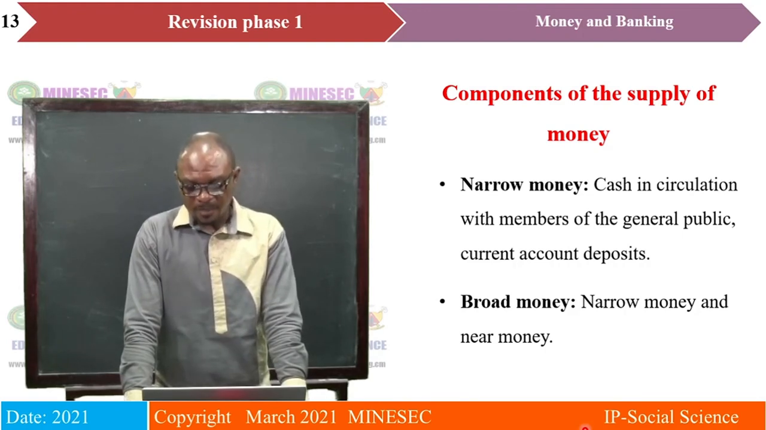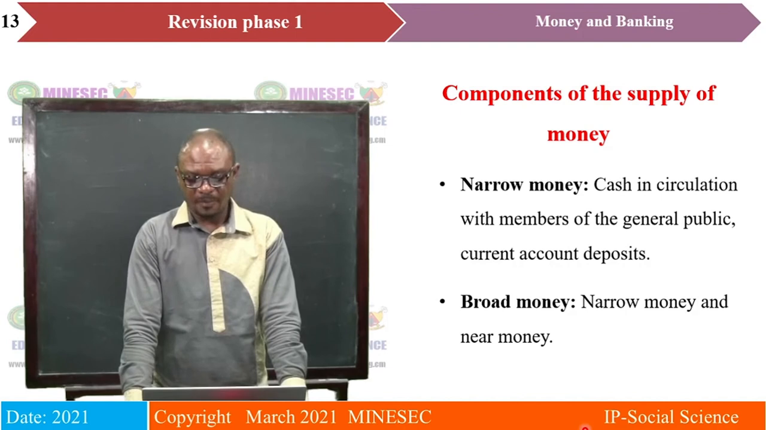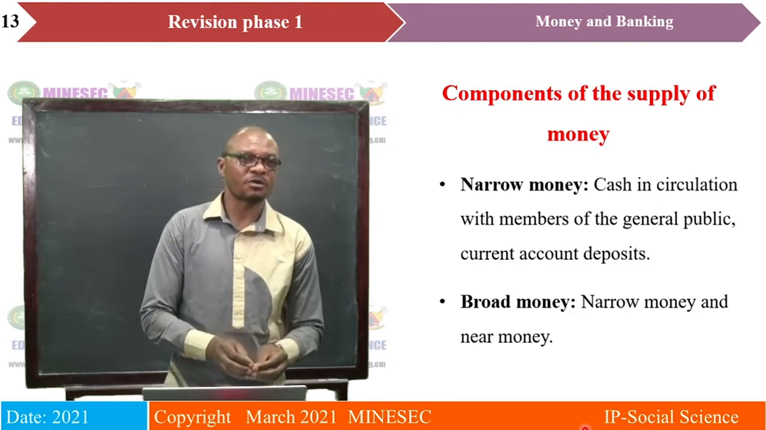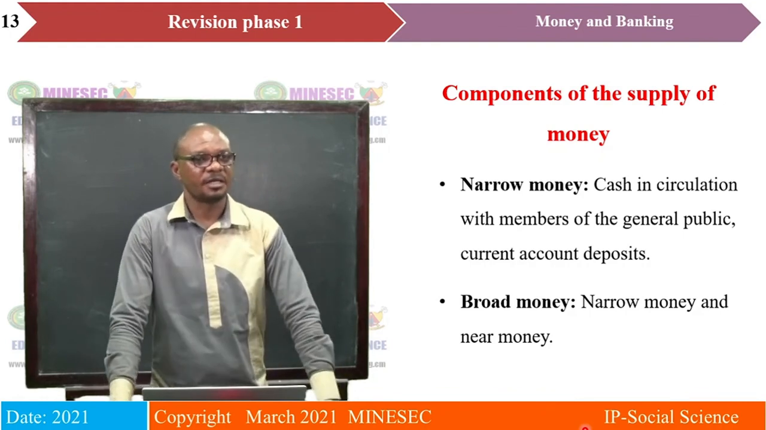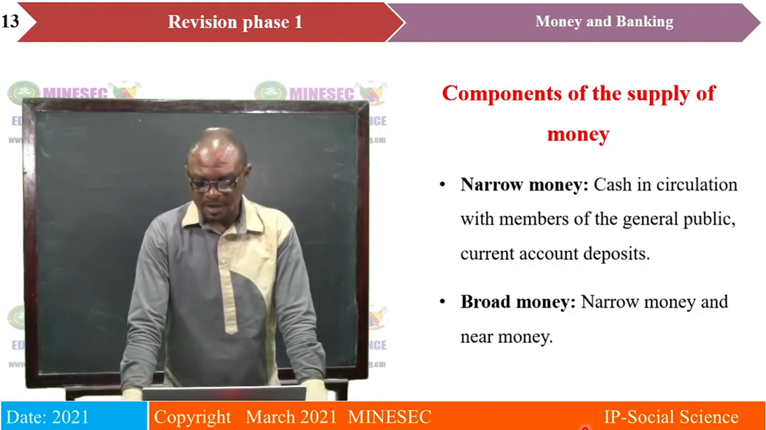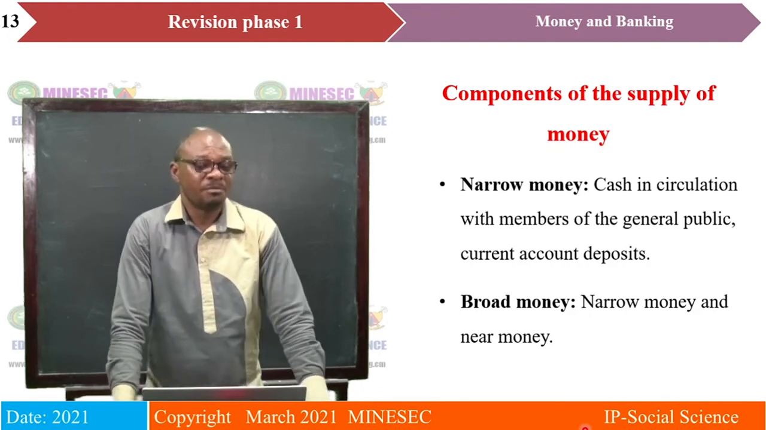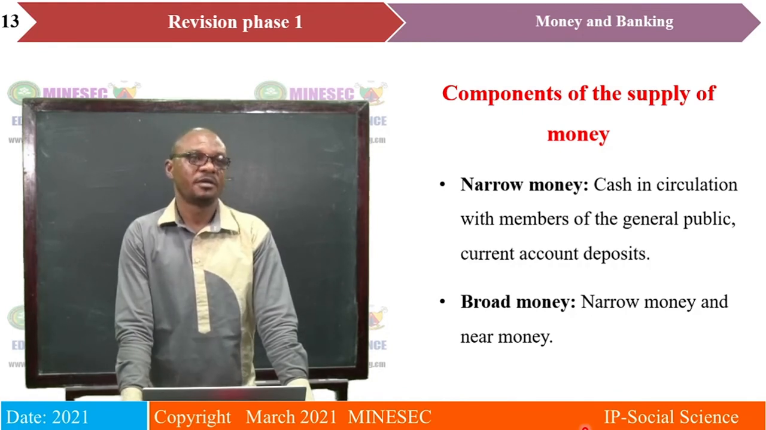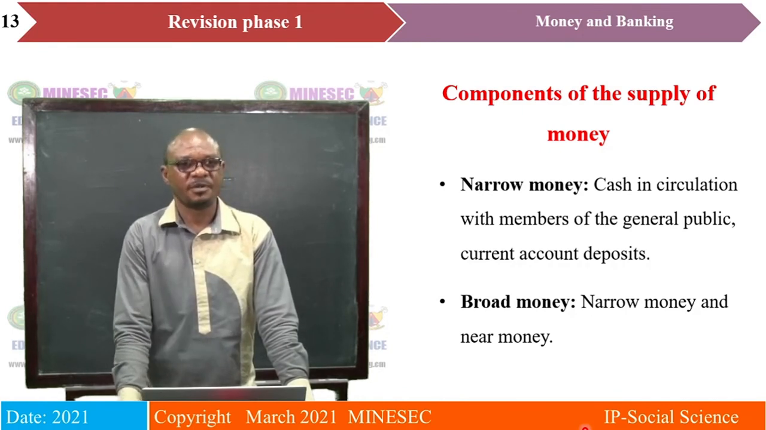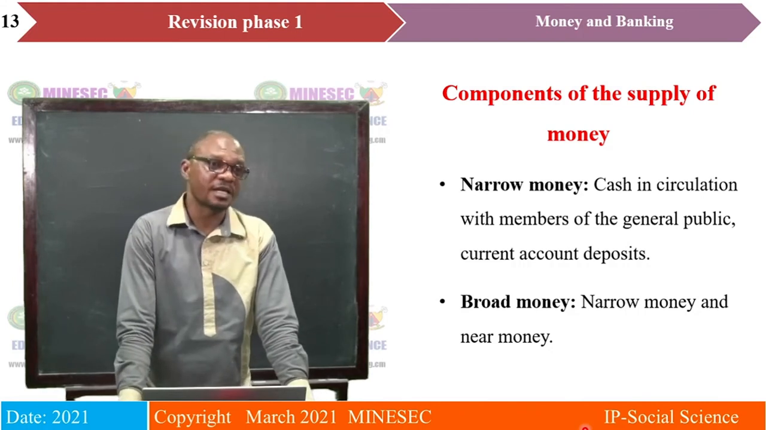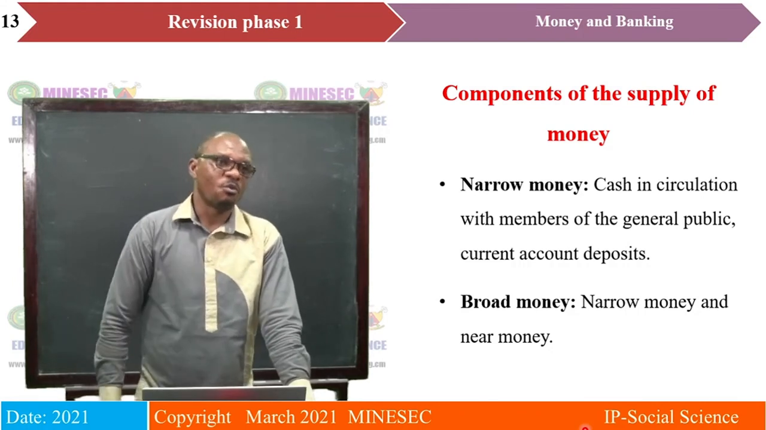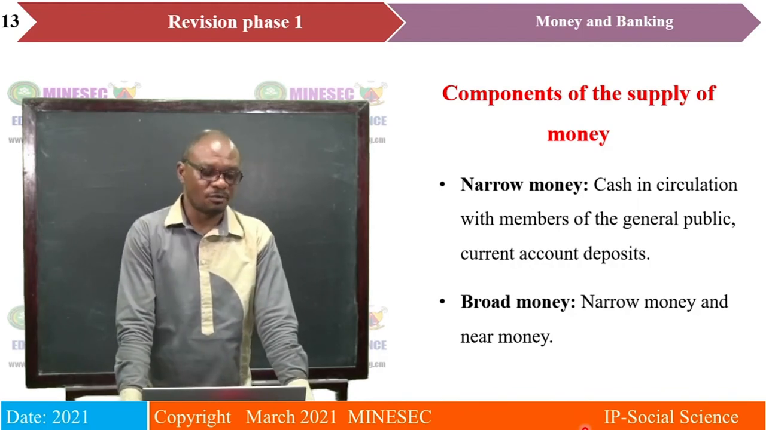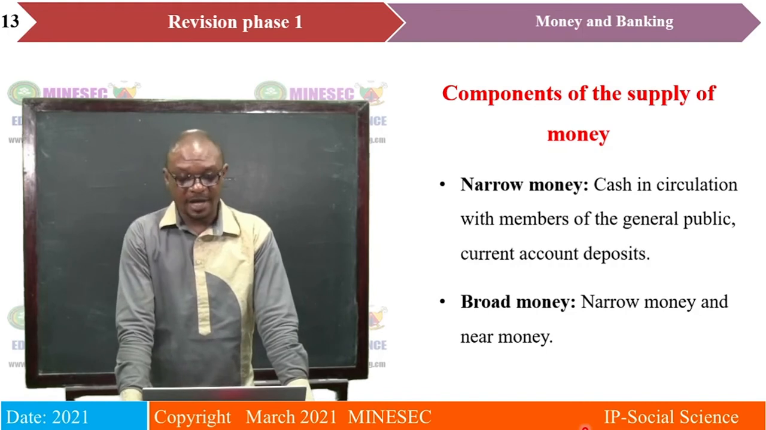So broadly, the components of money supply are classified into narrow money and broad money. Narrow money is that part of money supply that is used directly as a medium of exchange. That's where cash in circulation with members of the general public comes in. And they will have current account deposits. That money that is kept by people in their current account can be used directly as a medium of exchange when we make purchases or payments using a check or an electronic Visa card. So that is narrow money.